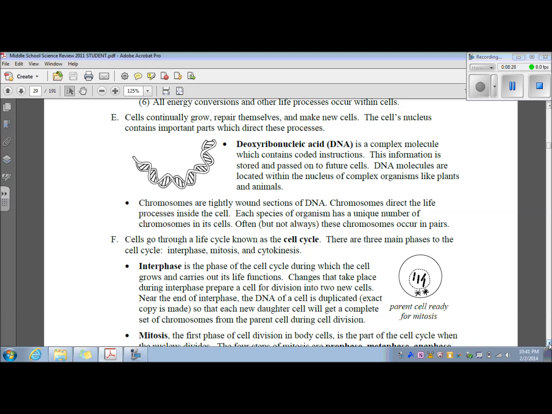Chromosomes are tightly wound sections of DNA. Chromosomes direct the life processes inside the cell. Each species of organism has a unique number of chromosomes in its cells. Often, but not always, these chromosomes occur in pairs.